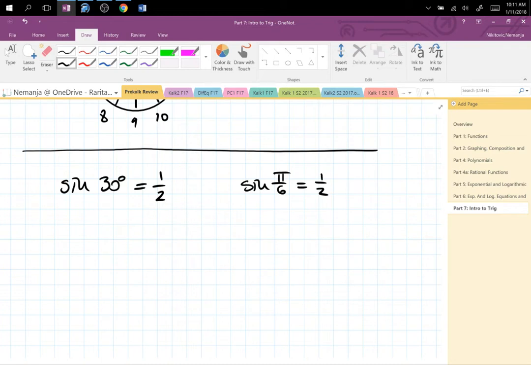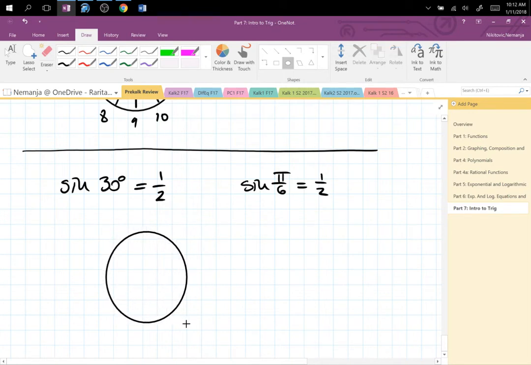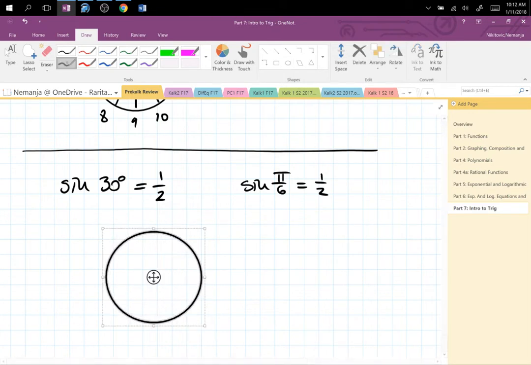So sine 30 is 1/2, and now you say, well, how do you know that? Well, I know this because of the unit circle. If I draw a unit circle, I can do this calculation in the unit circle, and the numbers work out that way. So if I have my standard unit circle, and I need 30 degrees, I'm going to chop it up at 30 degrees like this.